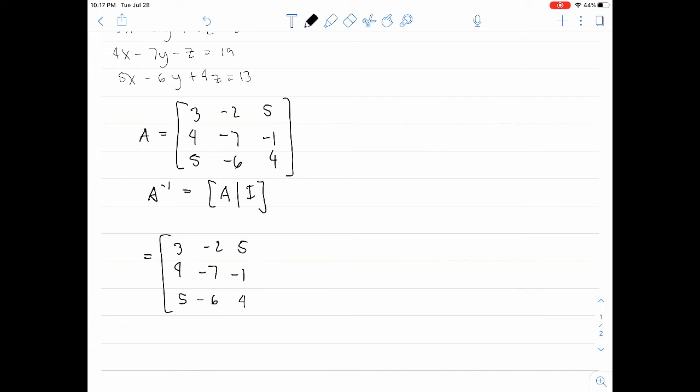Separate it with a straight line. Then write the identity matrix. The identity matrix here is 3 by 3, so three 1s on the diagonal, and 0, 0, 0, the rest are 0. Okay?